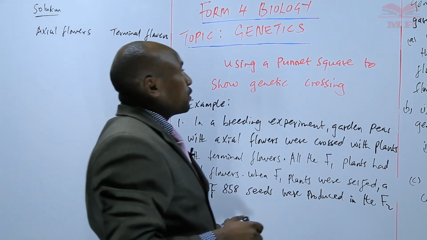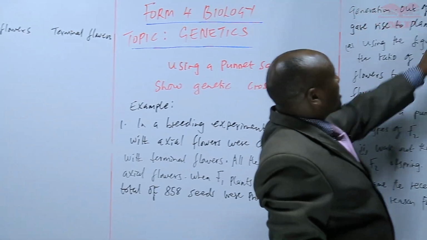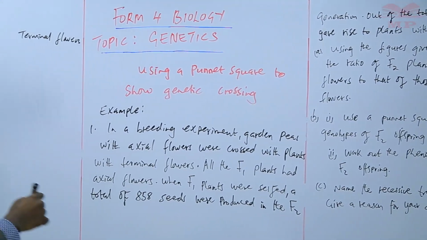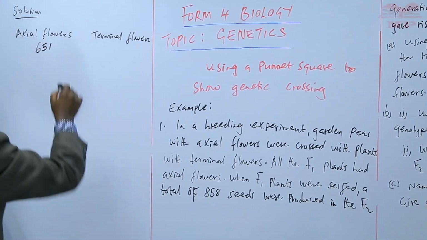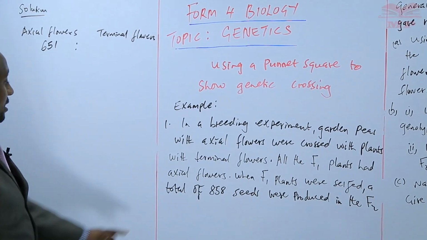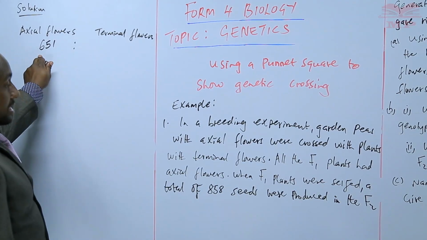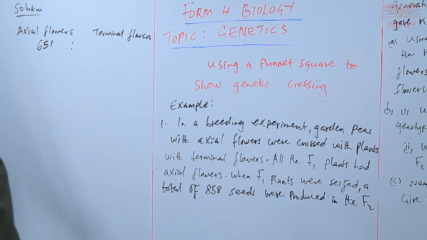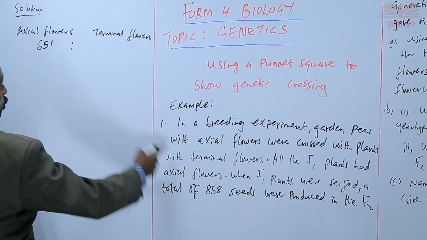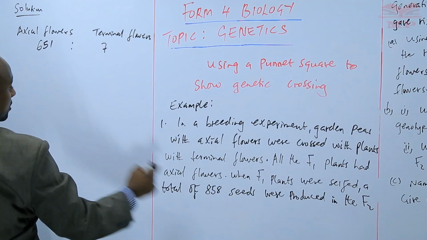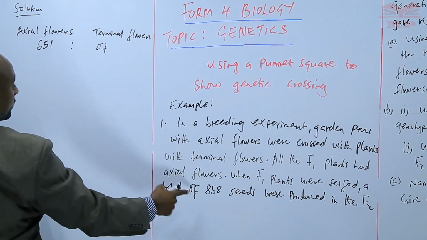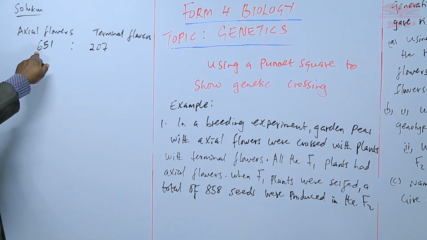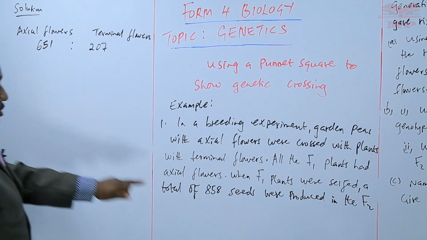The axial flowers, we are told that we had 651 out of a total of 858. So the remaining ones, if you subtract 651 from 858, the remaining ones will be the terminal flowers. So the terminal ones will be 207, so that when you add them, you get 858, which was the total.